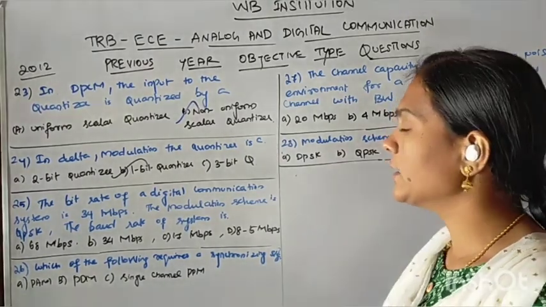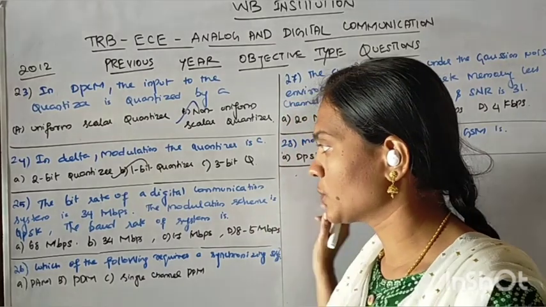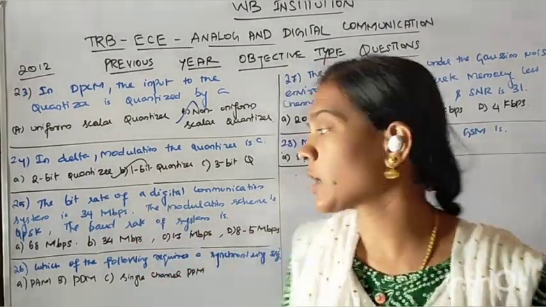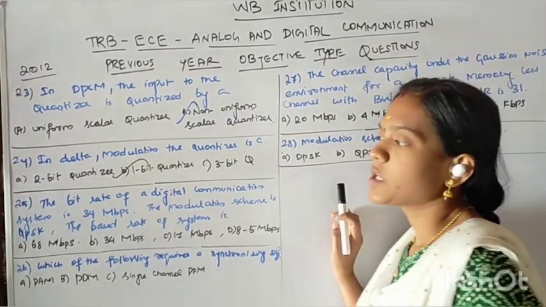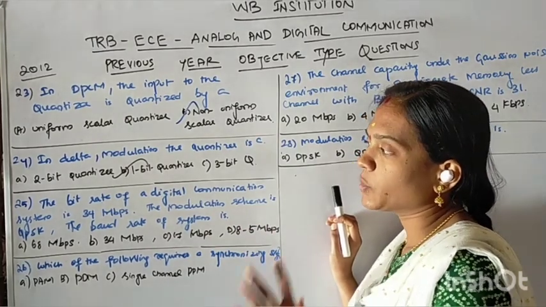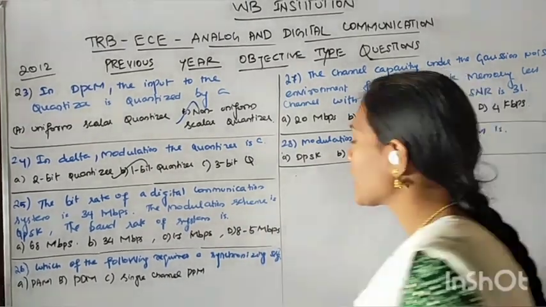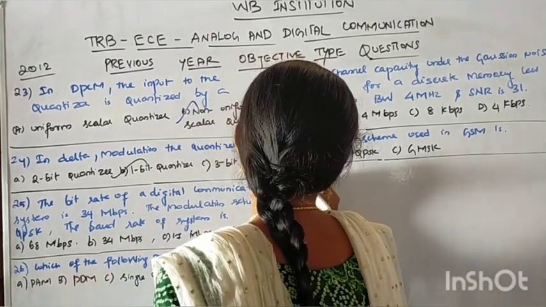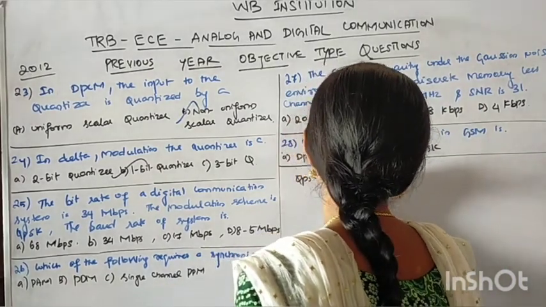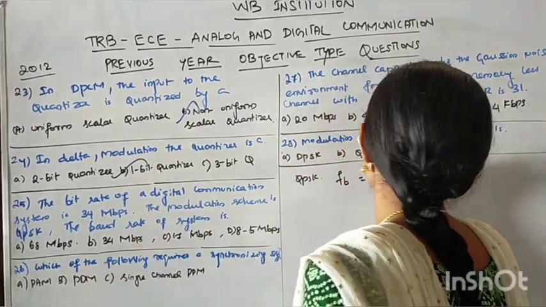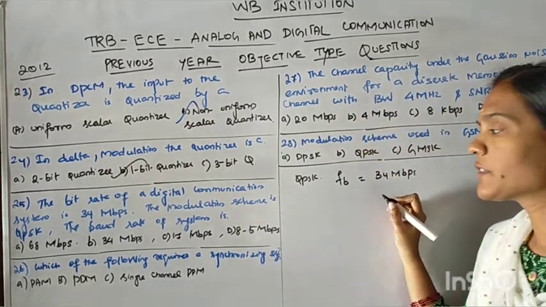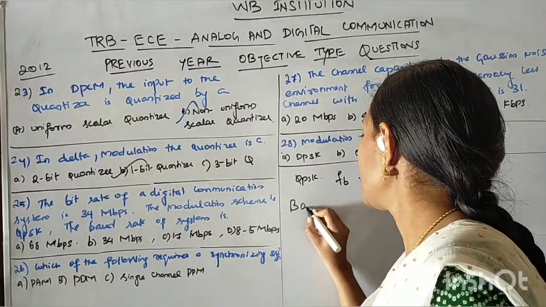So next question. The bitrate of the digital communication system is 34 Mbps. The modulation scheme is QPSK. And the baud rate of the system is ___. So they have given the bitrate and asked for the baud rate. The bitrate is FB, which is 34 Mbps. They have asked for the baud rate. We know the formula.